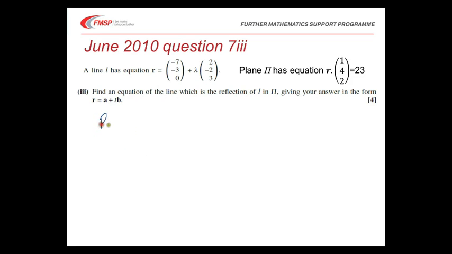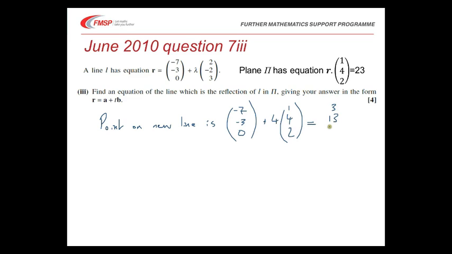And that's enough to tell me that a point on the new line is (-7, -3, 0) plus 4 lots of (1, 4, 2), which is (-3, 13, 8). It's going to have the same direction, and that's enough now to tell us that the new line is (-3, 13, 8) plus lambda lots of the same direction (2, -2, 3).